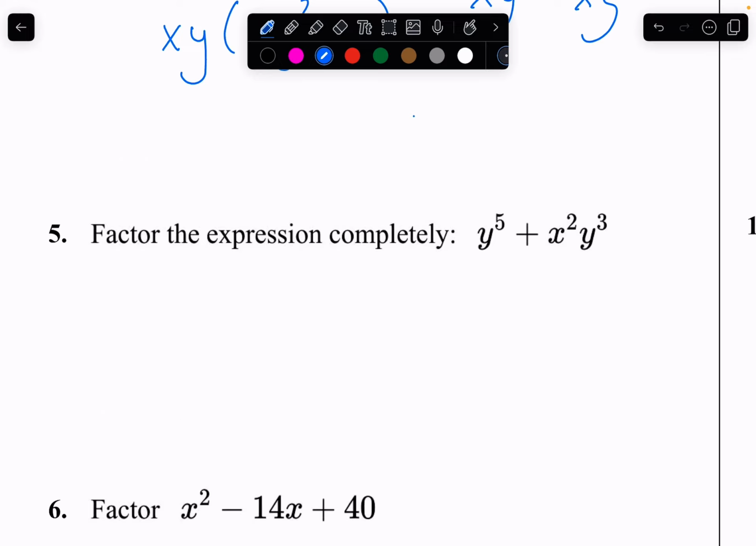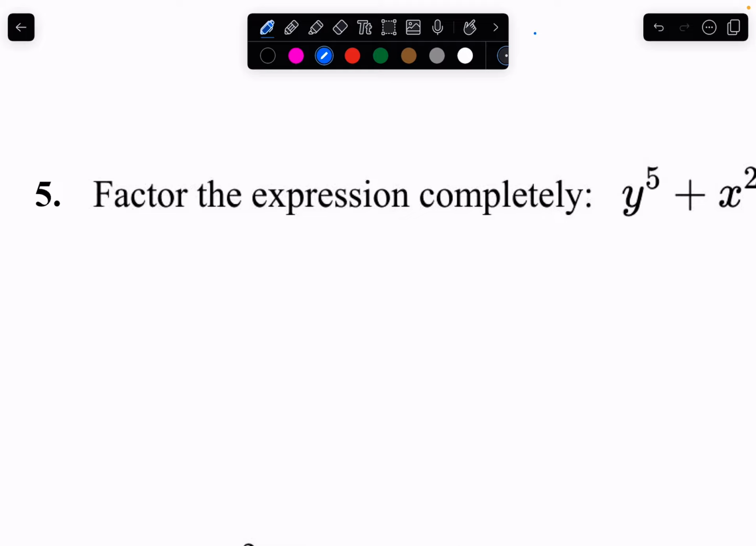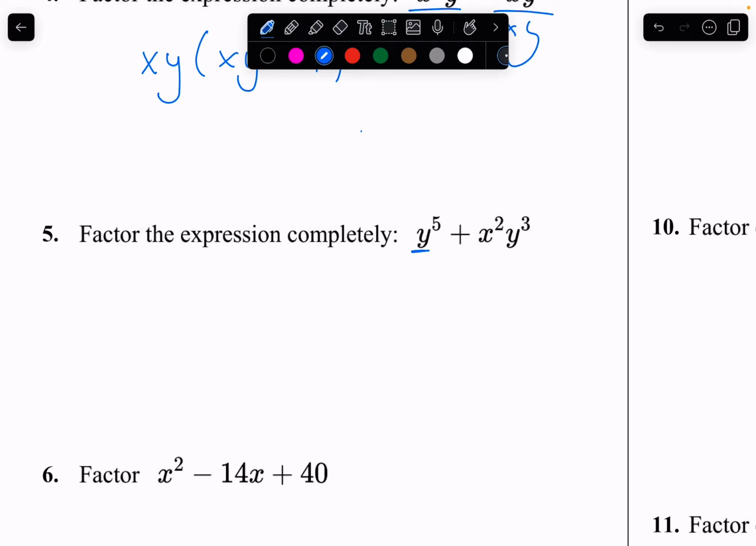Let's try another one here. So this first guy has 5y's. This next guy has 3y's. So I can take 3y's out. Now, the first guy doesn't have any x's to give, so I cannot take an x out of this expression. So I'm just going to take a y to the third out, and I get y squared plus x squared. And then there's no y's left, so we're done there.